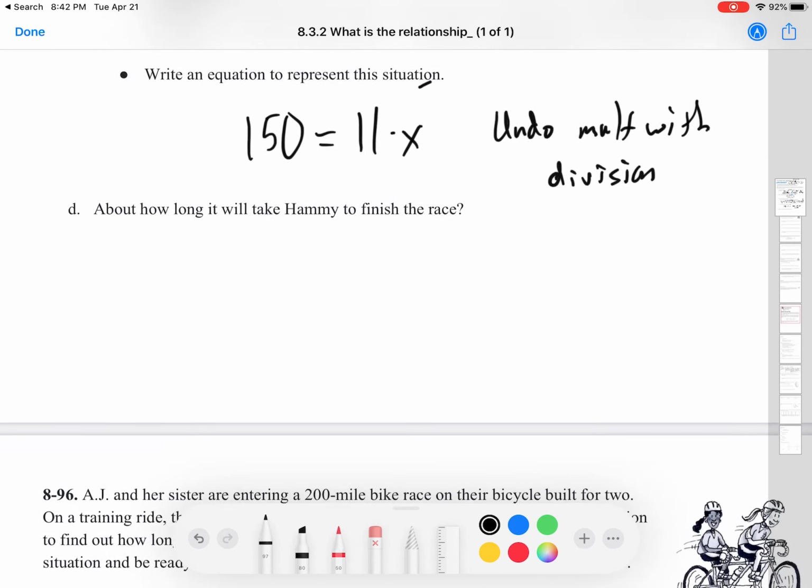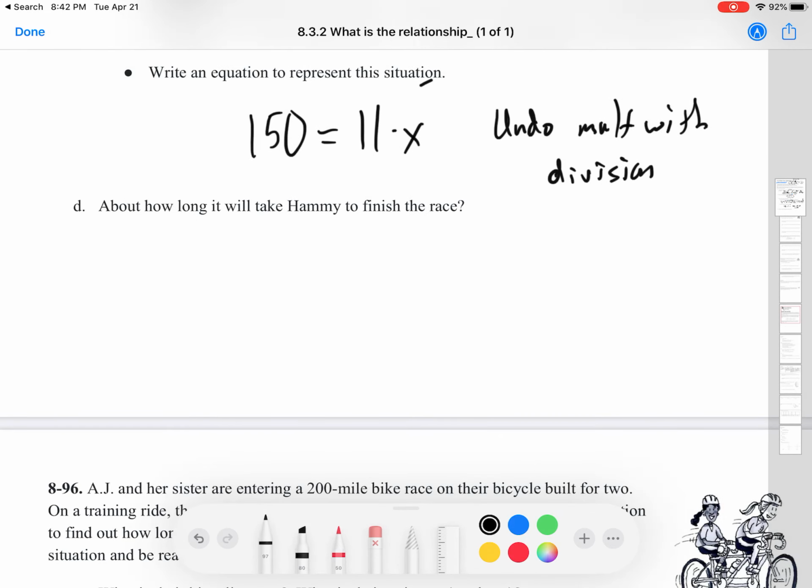Right? Undo that multiplication with division. About how long will it take Cammy to finish the race? Well, we're just actually going to do that division: 150 divided by 11. We're doing that multiplication with division. And when we actually do that division, I'll let you guys do that math on your own.